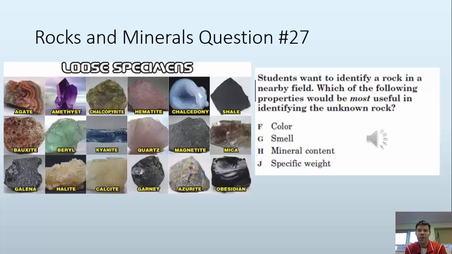Students want to identify a rock in a nearby field. Which of the following properties would be most useful in identifying the unknown rock? So if you have a rock and you don't know what it is and you want to identify it, the color could be helpful. It's probably not the best answer. The smell, definitely not. The smell of a rock has nothing to do with which rock it is. The mineral content, if you were able to know exactly what minerals make up the rock and in what proportions, you would pretty much know what rock it is. The specific weight or density could be helpful, but it wouldn't be the best answer. So the best answer is H. The mineral content is what can help you identify a rock.